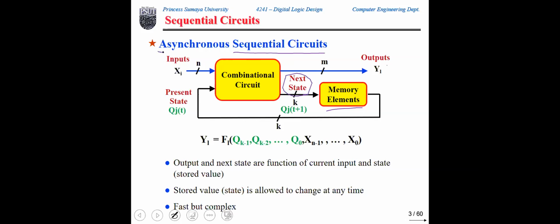However, as we said, we can have either an asynchronous sequential circuit or a synchronous one. Asynchronous, what does it mean? What does asynchronous mean?